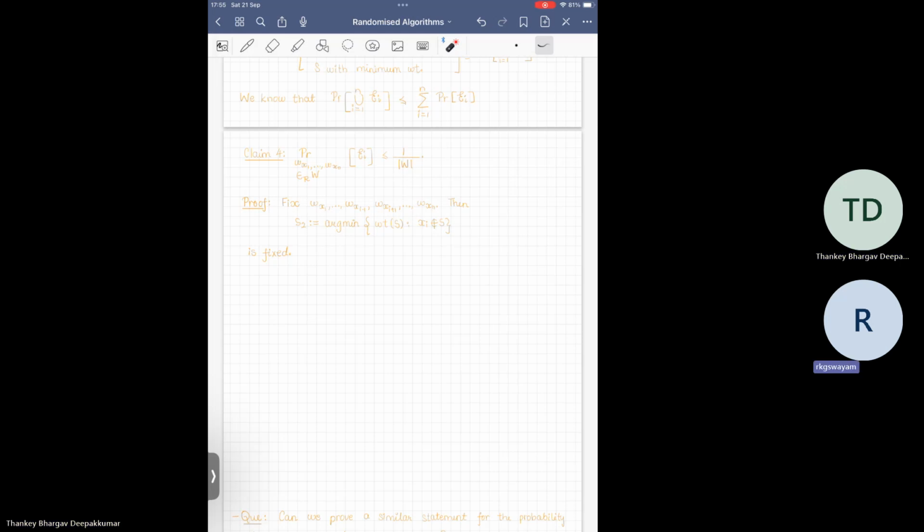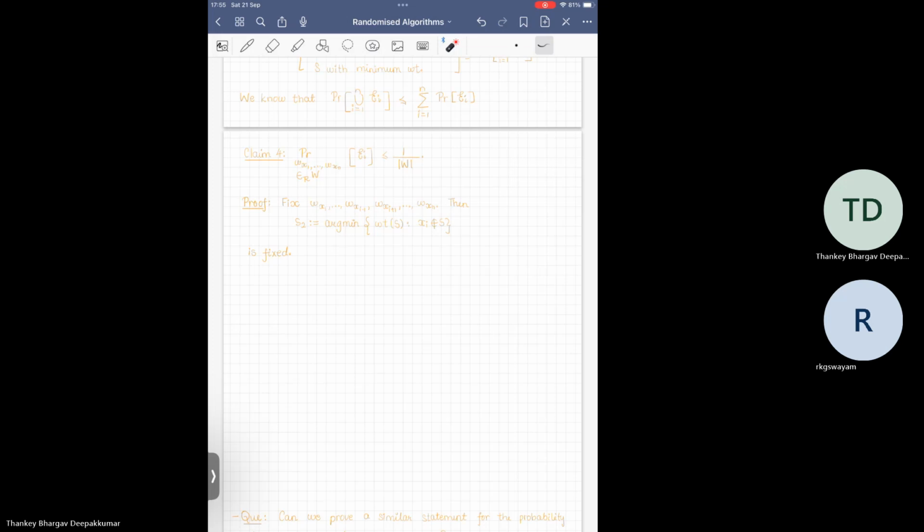I could not hear your question. You mean to say, why is S2 fixed? Yes. S2 is the set with the minimum weight among all sets not containing xi. The weight of S2 is the sum of weights of all elements in it, right? Yes. But I haven't given weights to all the elements. I have only given weights to the elements other than xi.